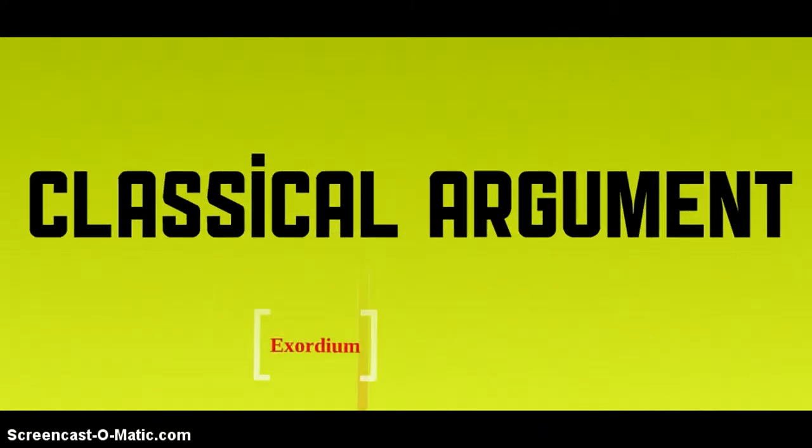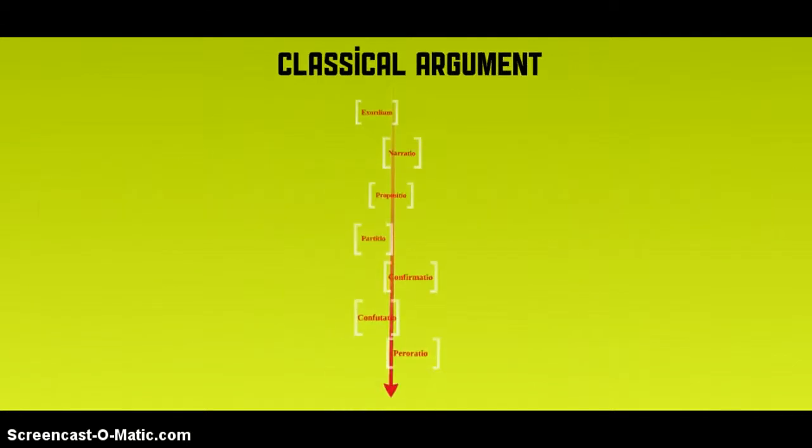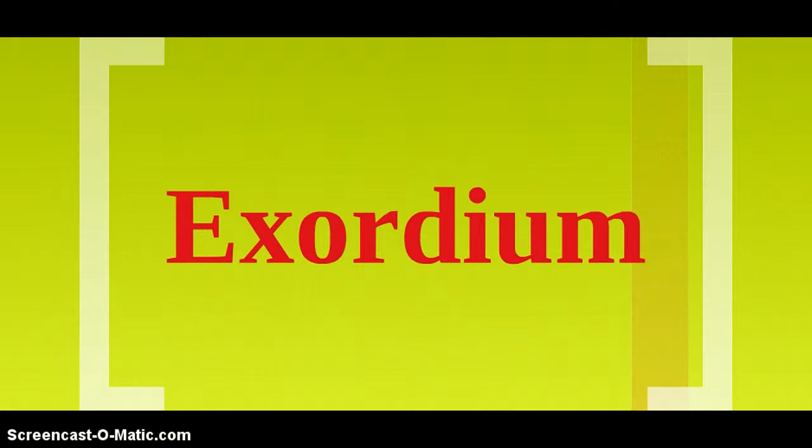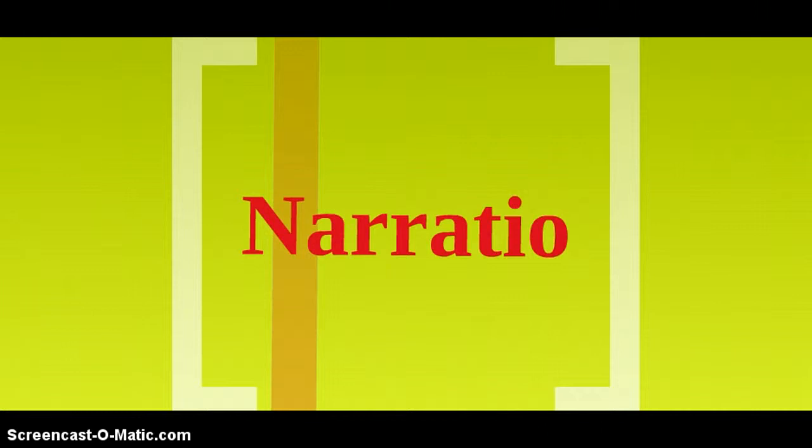Classical argument is structured after the persuasive speeches of ancient Greek and Roman orators and contains several distinct sections. The first section is known as the exordium. This is where the writer gets the audience's attention. Next comes the narratio, which provides needed background information. Here, the writer may state the issue directly as a question or by briefly summing up opposing views, and this section also provides needed context to the reader.